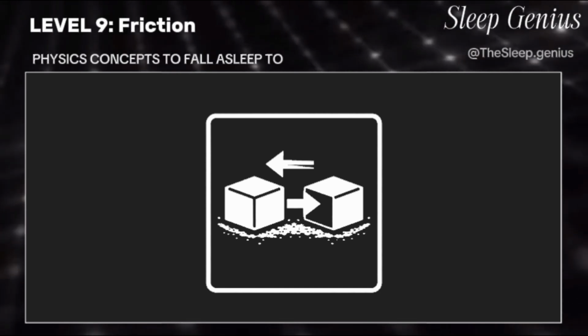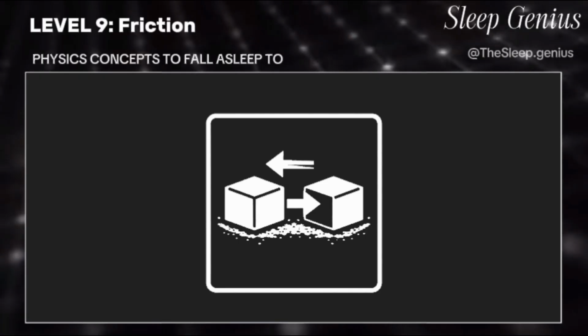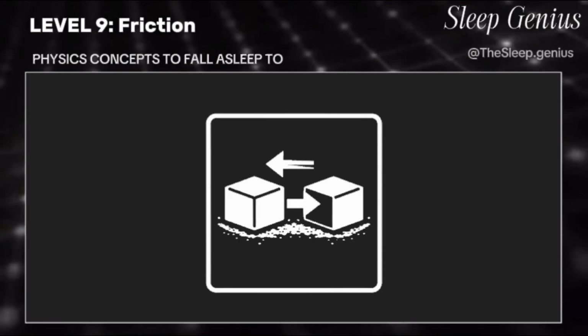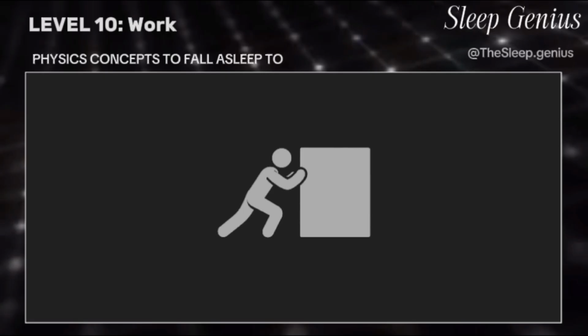Too much friction slows machines, while too little causes slipping. Friction teaches balance between resistance and motion. Designing surfaces requires understanding when to increase or reduce friction to achieve control and safety.